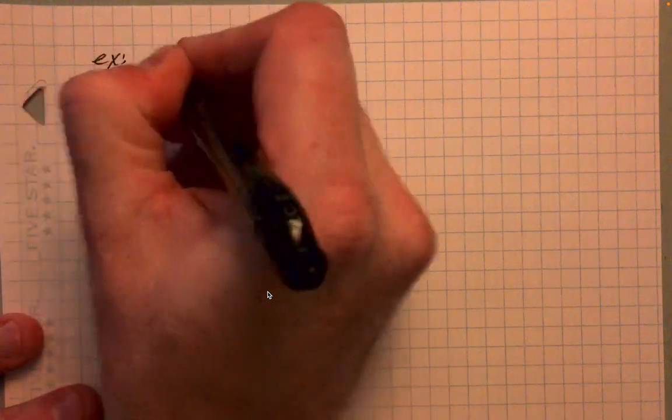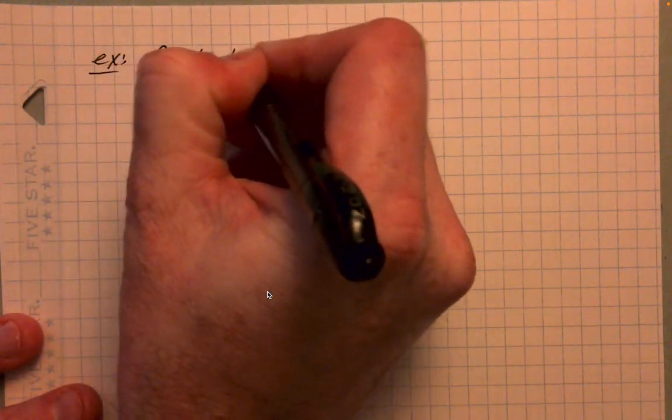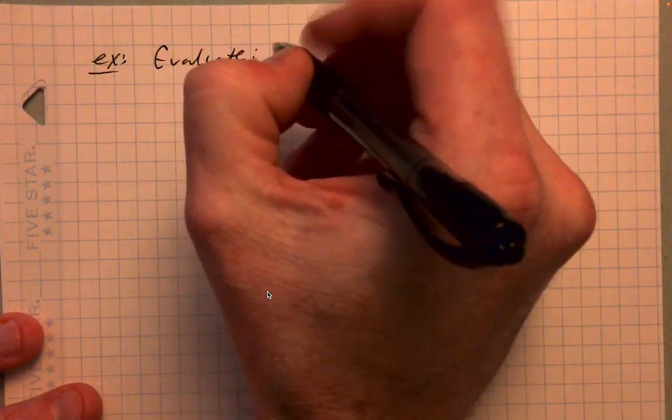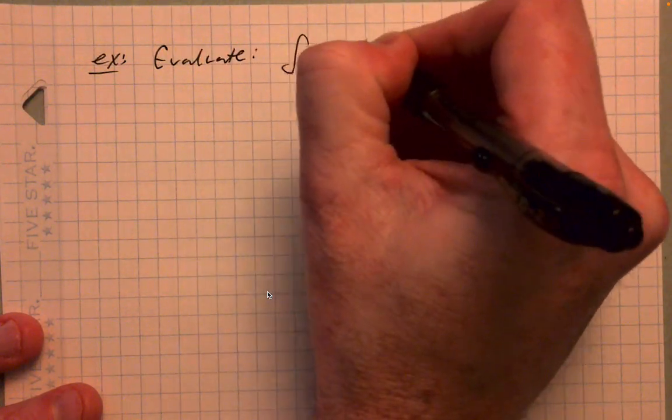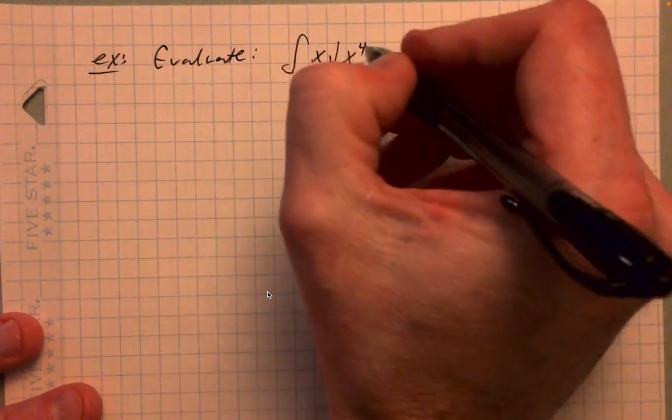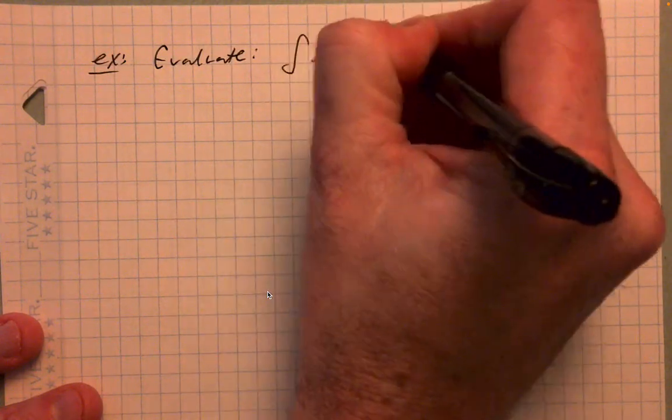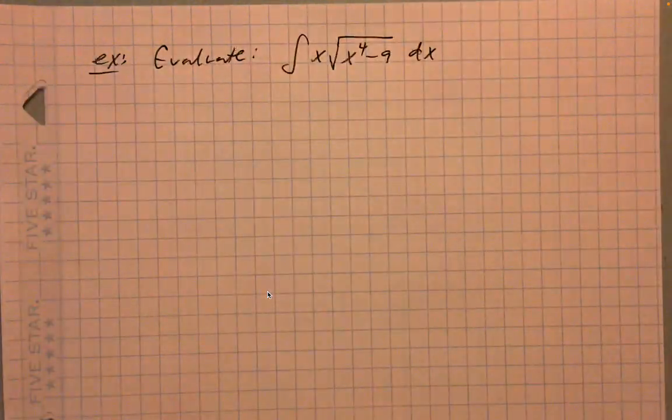Let's try this one. Let's evaluate the integral of the square root of x times x times the square root of x to the 4th minus 9 dx.